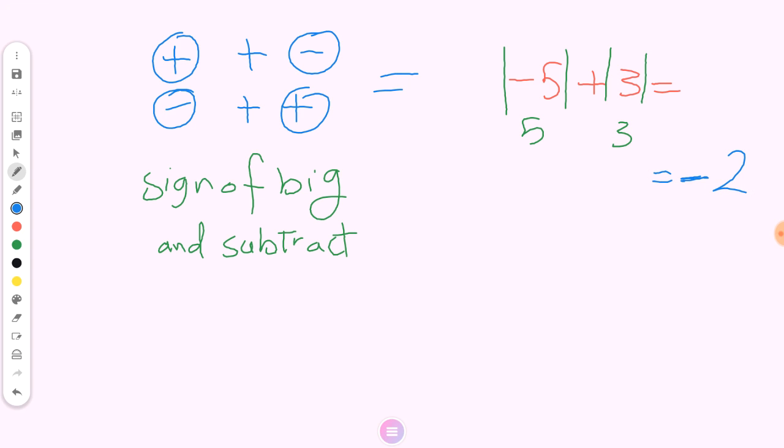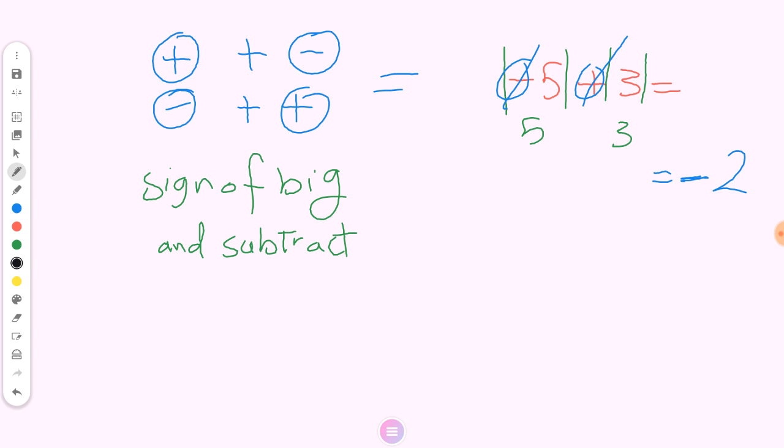So when you choose the biggest number, forget about the sign. Now I have two numbers. Which one is greater? It's 5. So what is the sign of 5? It's negative. Put the sign of the bigger, and subtract, 5 minus 3 equals 2. So the answer is negative 2.